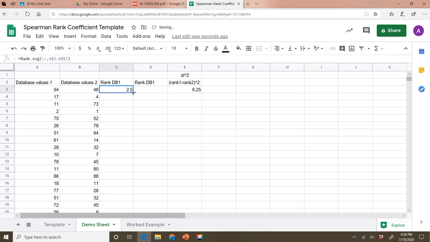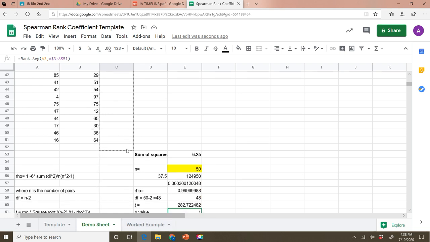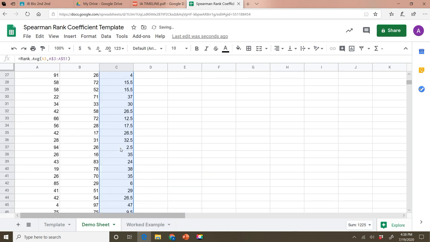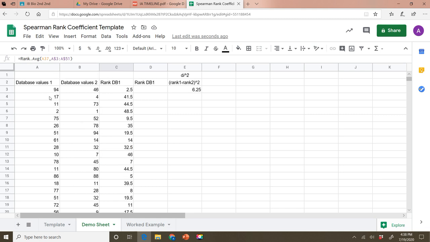When I click and drag it, that's going to compare each value in that first column, and you see it kept the A3 and A51. So for each value, it's saying this is the rank order that it would be in the numbers in this column. Now I can repeat that, and let's see if it'll let me copy paste. I doubt it, but let's see. Oh, it did. Okay, cool.